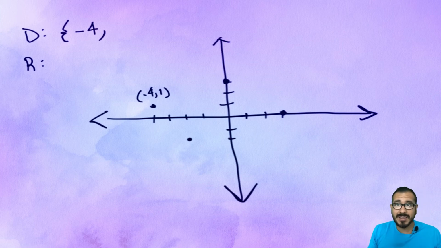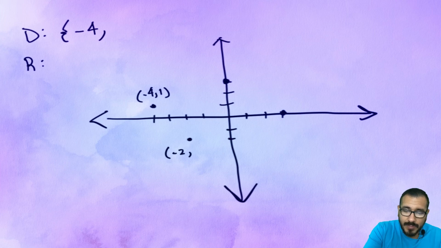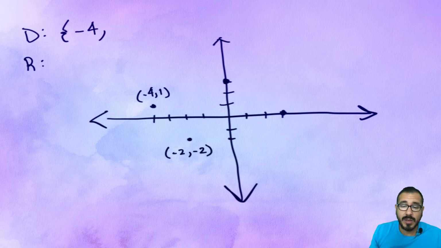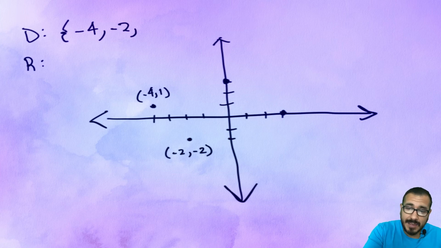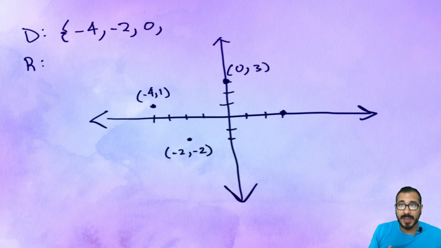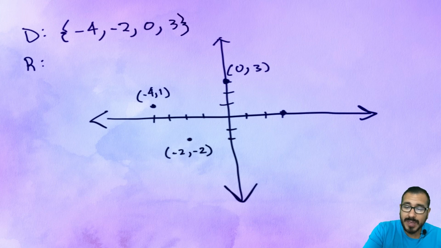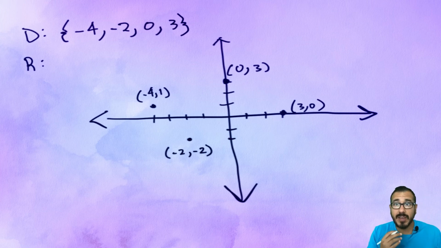And again, because I'm listing them, I'm just going to list them. Our next point is the point negative 2, negative 2. And so I grab its x value, which is negative 2, and I list it. And then I go to my next point, which is 0, 3, and I grab its x value, which is 0. And then I go to my last point over here, which is 3, 0, and I grab its x value, which is 3. So whenever they give you points, we can actually list our x values for the domain.